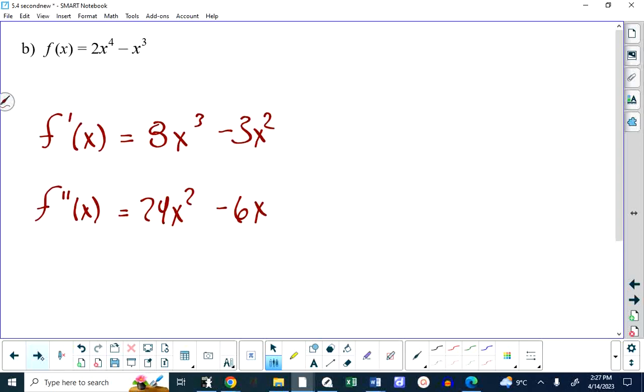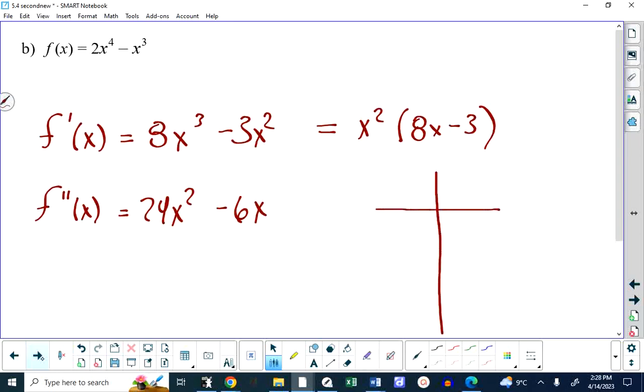The critical values, well, man, you know me, I don't like writing equals, equals, equals. I think it's a really bad move in math, but we're just kind of in learning, teaching mode right now. I can take out an x squared and have left 8x minus 3, which means when I start talking about my critical values of x for the first derivative, they are 0 and 3/8.